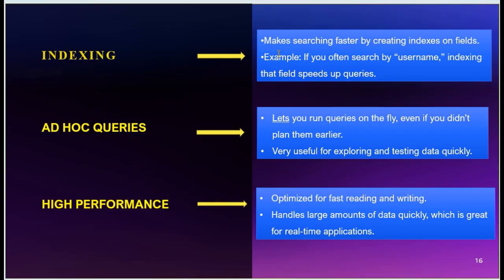So coming to the indexing, it helps to search data faster. It makes searching faster by creating indexes on fields. For example, if you often search by username, indexing that field speeds up the queries. So the index is created on specific fields. It works like an index in a book. It reduces query time and improves the database performance.